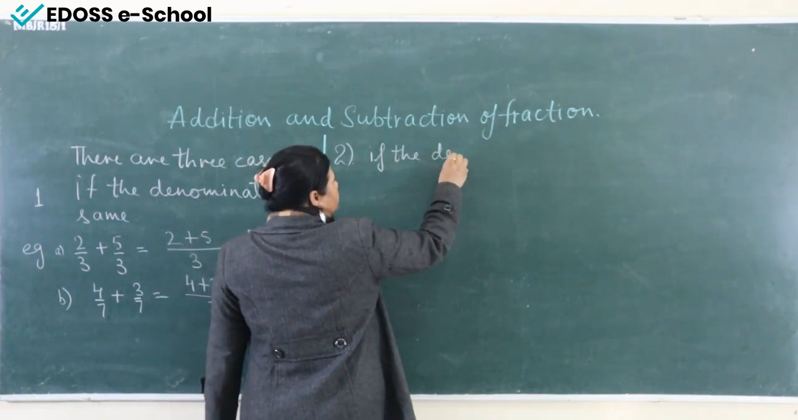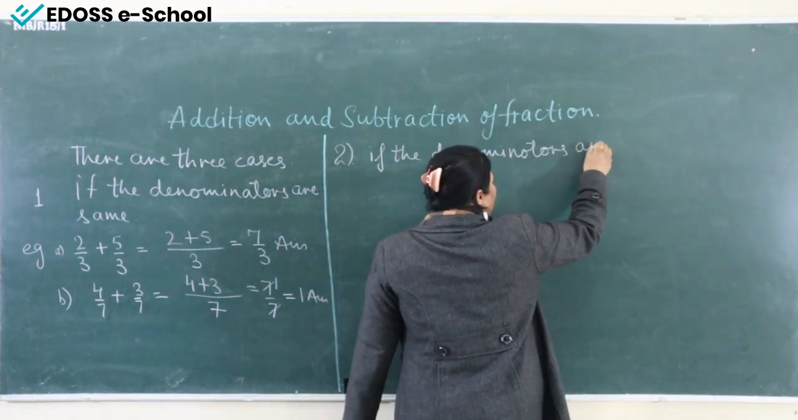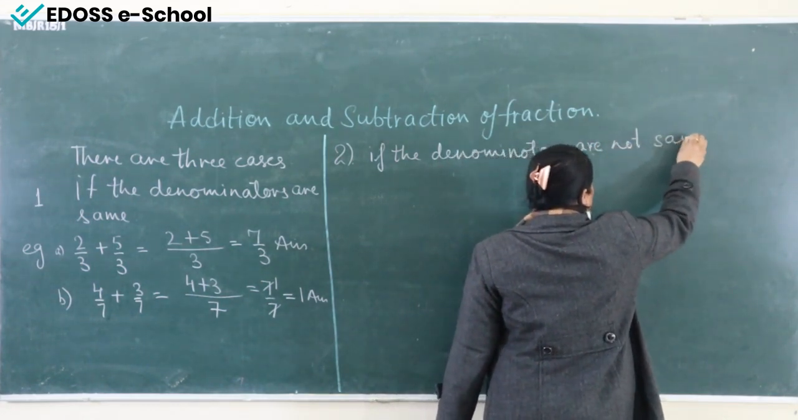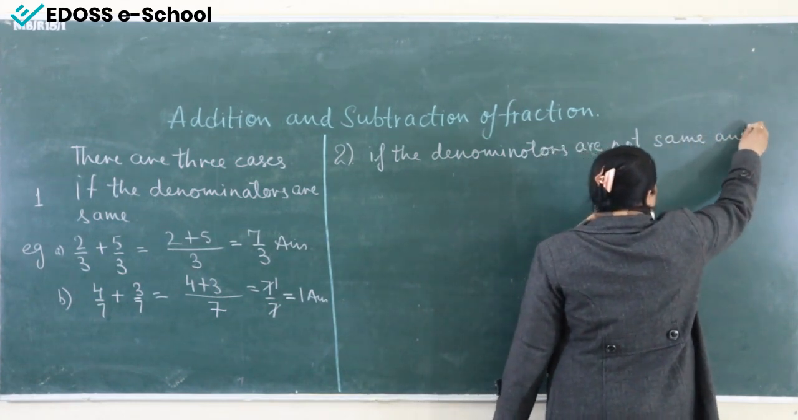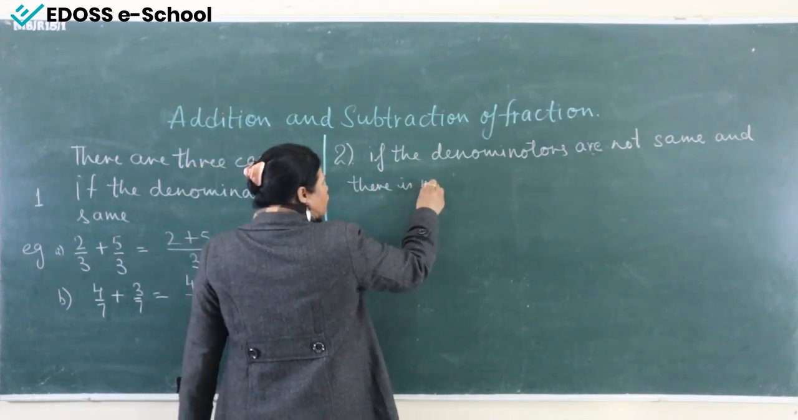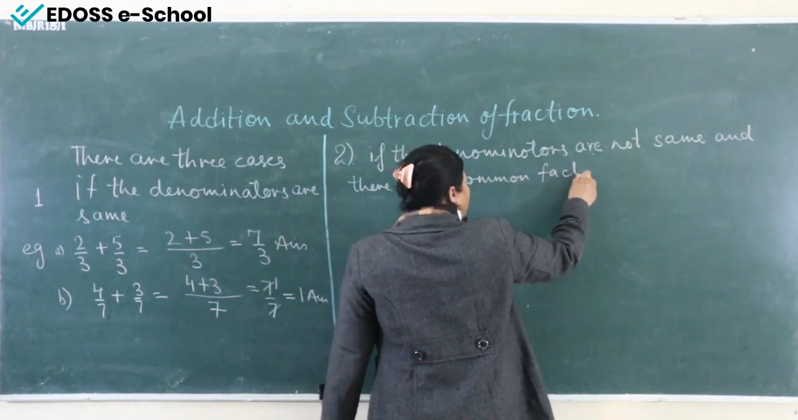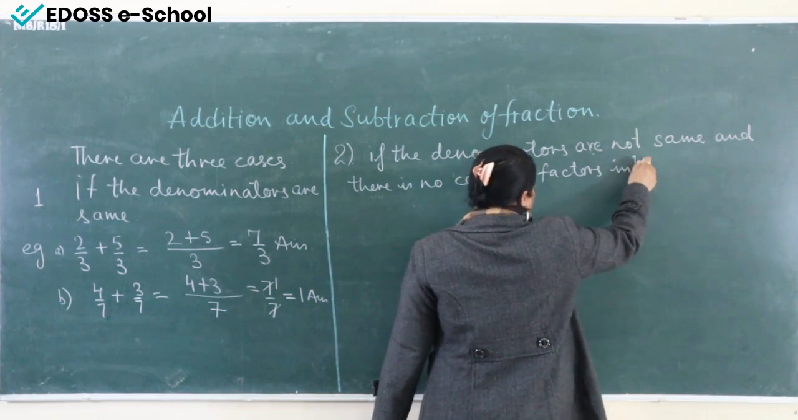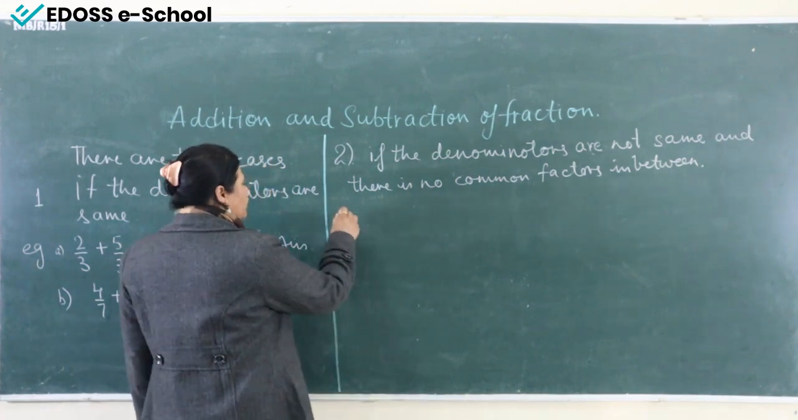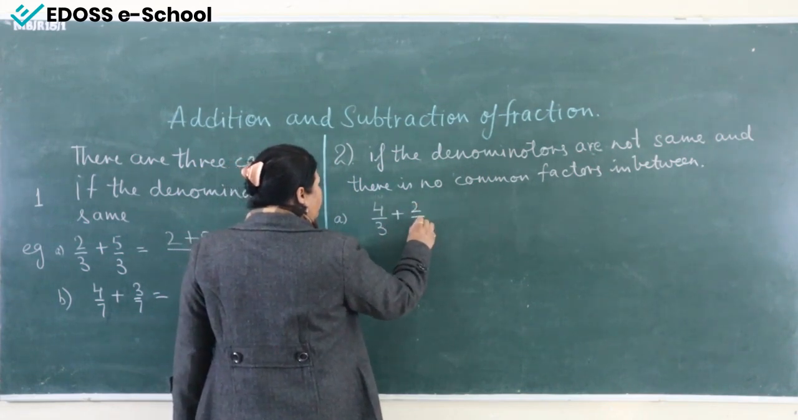Now my case 2 is, if the denominators are not same and there is no common factor in between. Means, I will explain with the help of the example. Again I am taking one example. My example is 4 upon 3 plus 2 upon 5.